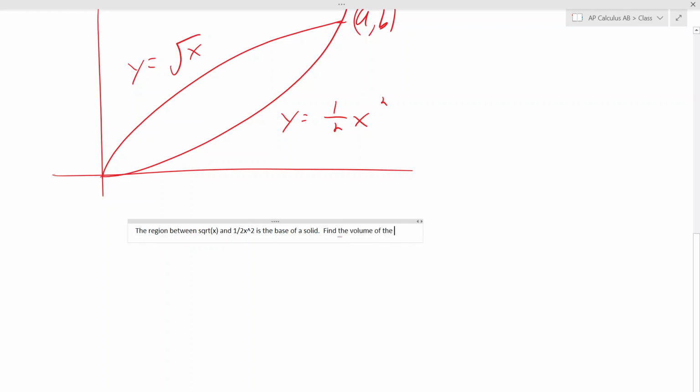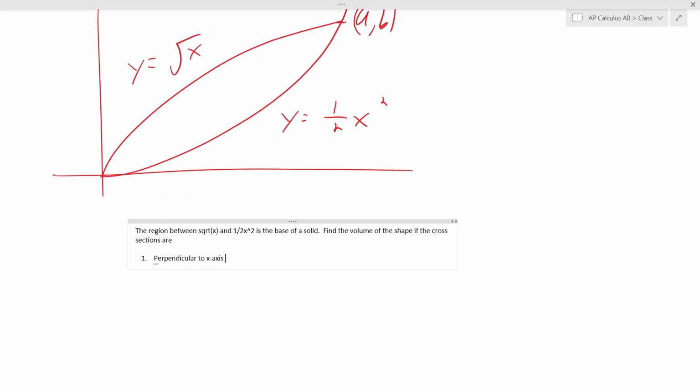Find the volume of the shape if the cross sections are, and they'll give you a couple. I'll do a few of them and show you what's going on. First off, they have to tell you how they're slicing it: either perpendicular to the x-axis or perpendicular to the y-axis. Are they slicing it up and down or left and right? That's going to change whether we're using x slices or y slices.